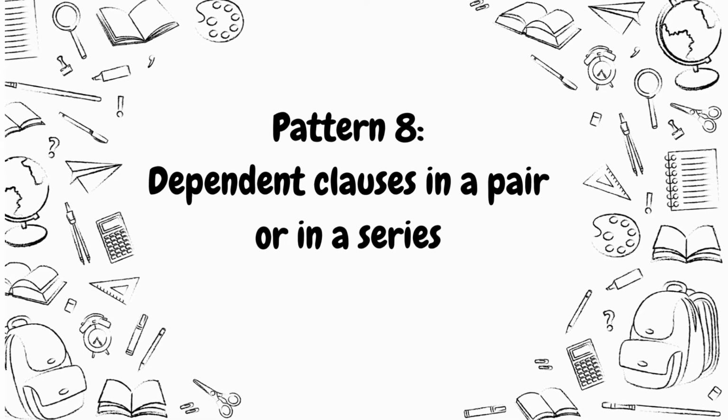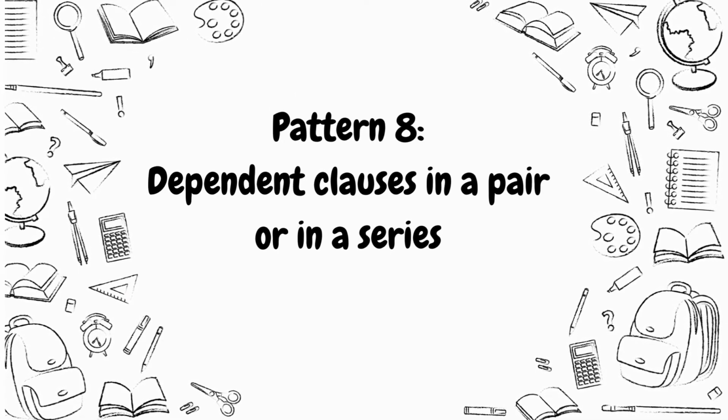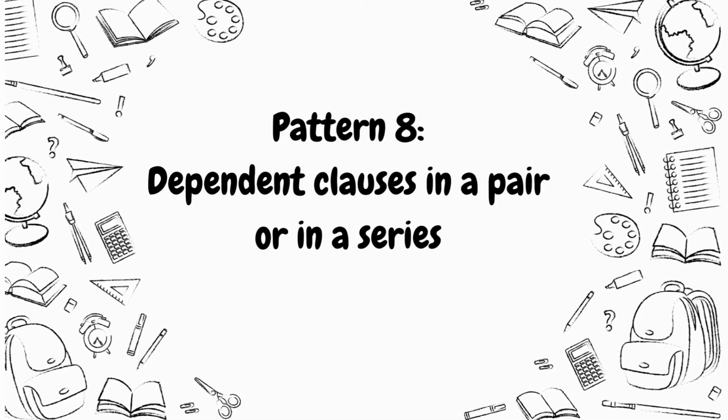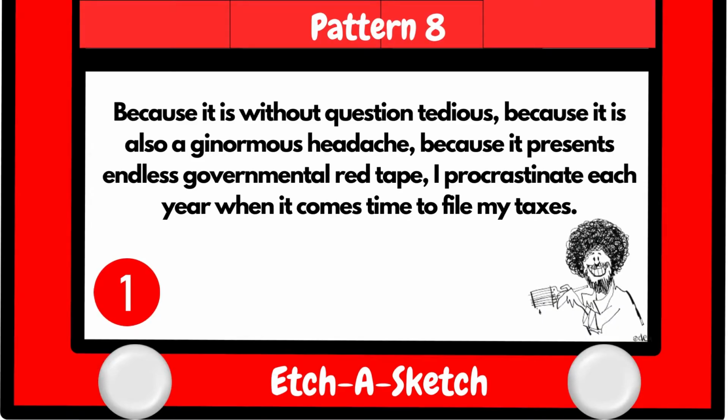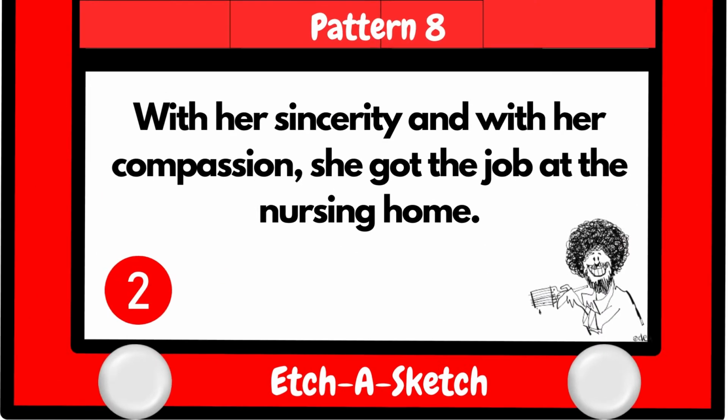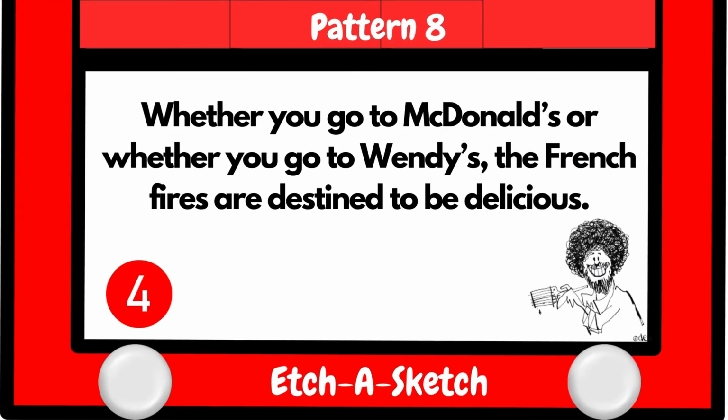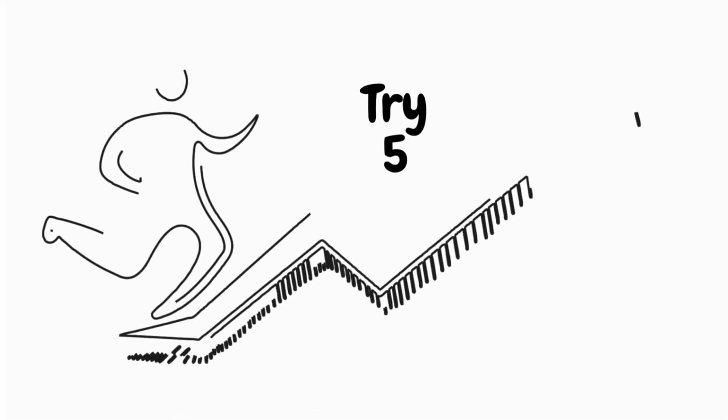Pattern number eight, dependent clauses in a pair or a series. I'll just show you the first one here. Because it is without question tedious, because it is also a ginormous headache, because it presents endless governmental red tape, I procrastinate each year when it comes time to file my taxes. And again, you have example two, three, four, and five, and then kids will try it five times. And you just go through this, right?